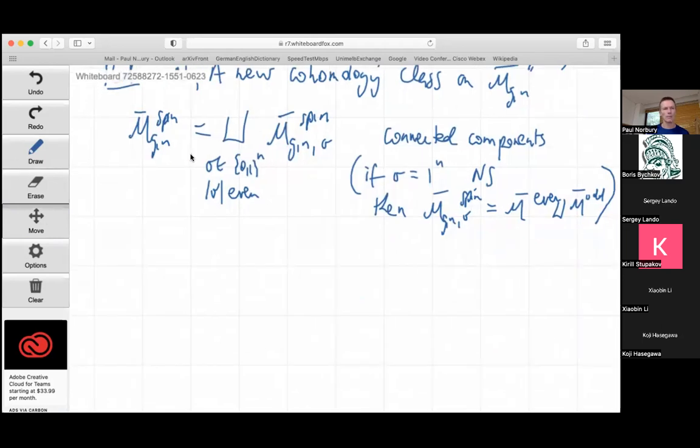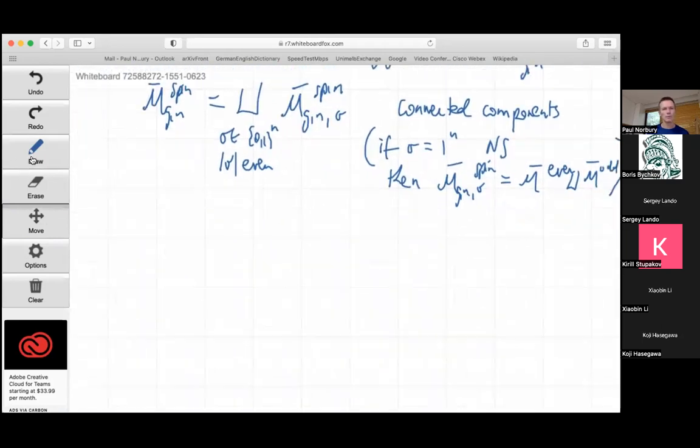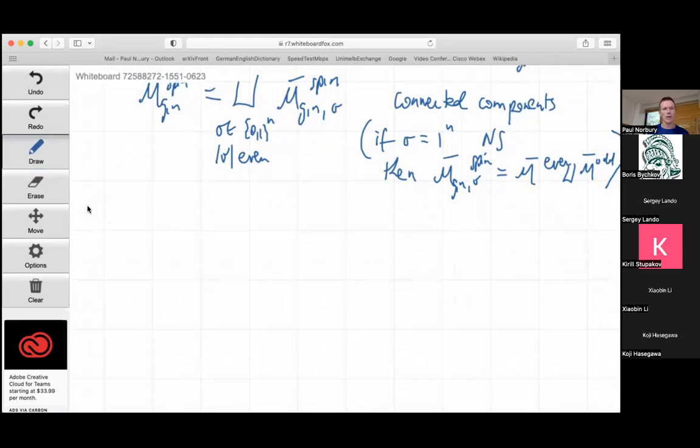Okay, and now we have the forgetful map. We had a forgetful map that forgets a point, but now a different forgetful map that forgets the spin structure.